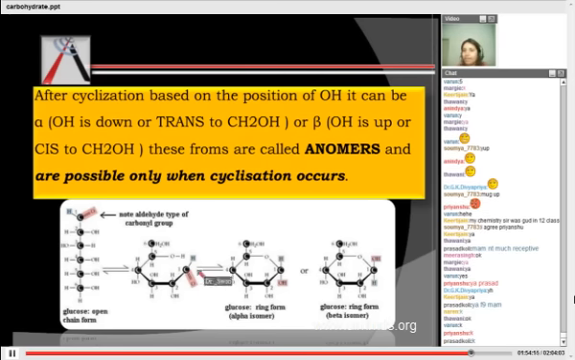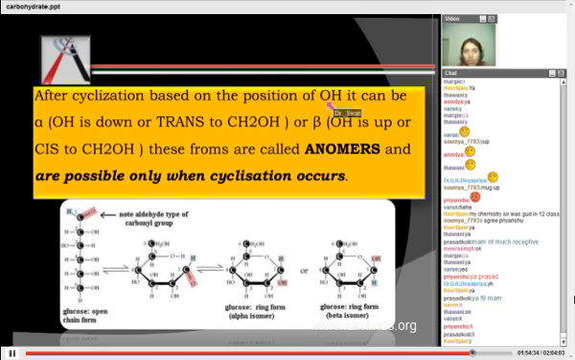Now after the cyclization, after the ring is formed, I am very bad at pronouncing that term, cyclization, based on the position of OH we can have 2 more isomers. These are called anomers. This is based on the position of OH.